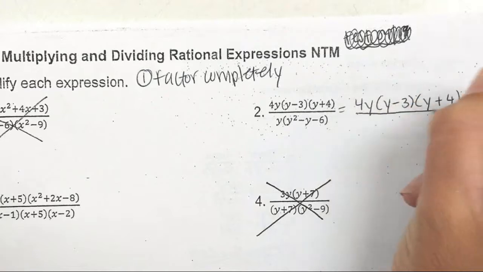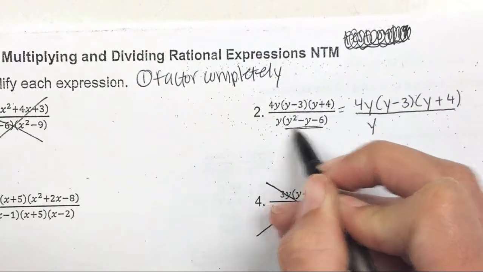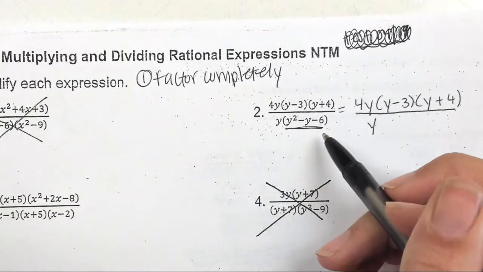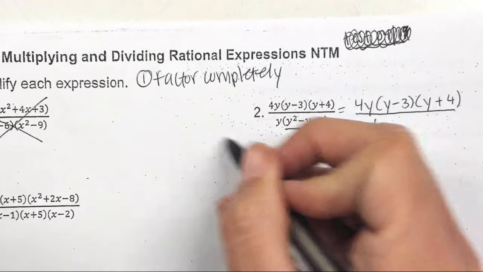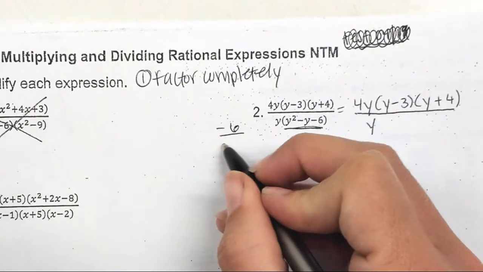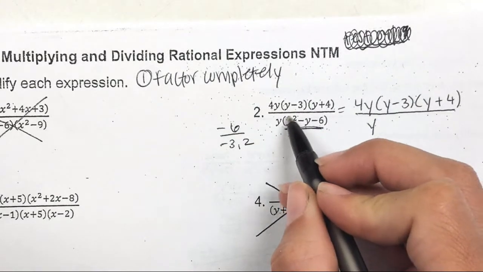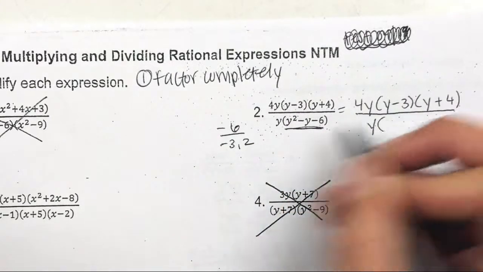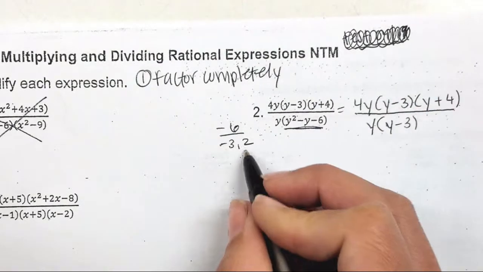The bottom, I'm going to leave this y alone, but I have this quadratic right here that I can factor. And I factor by finding my factors of -6 that can add together to give me my middle term, which is -1. That's going to be -3 and 2. And because my a is 1, I can rewrite this as y minus 3 and y plus 2.